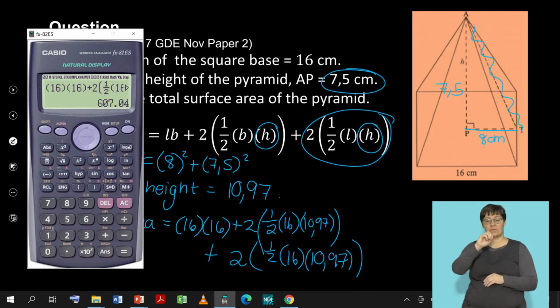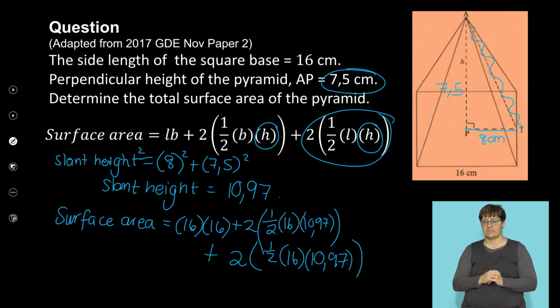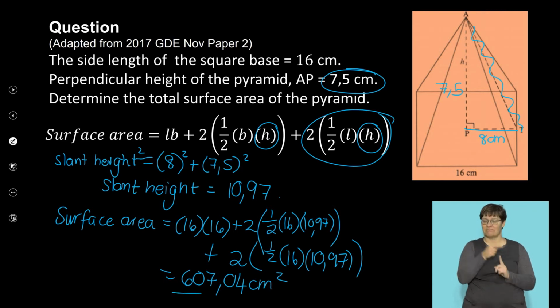So the surface area will be 607,04. So guys, the surface area of this particular pyramid is 607,04 centimeters squared.